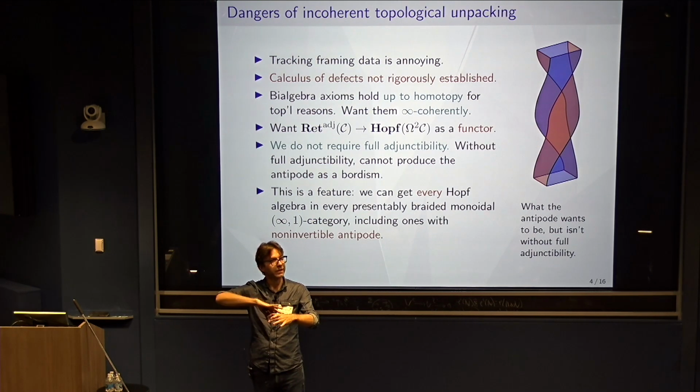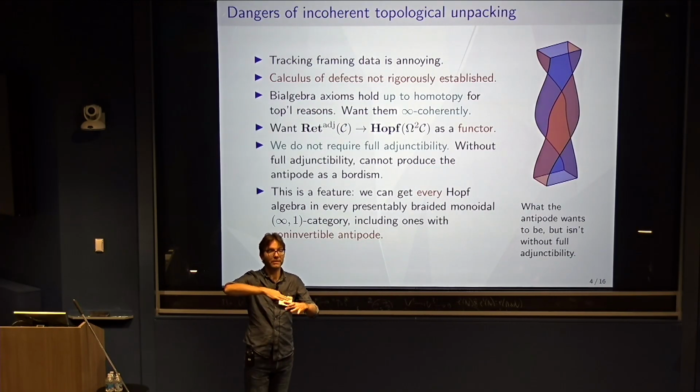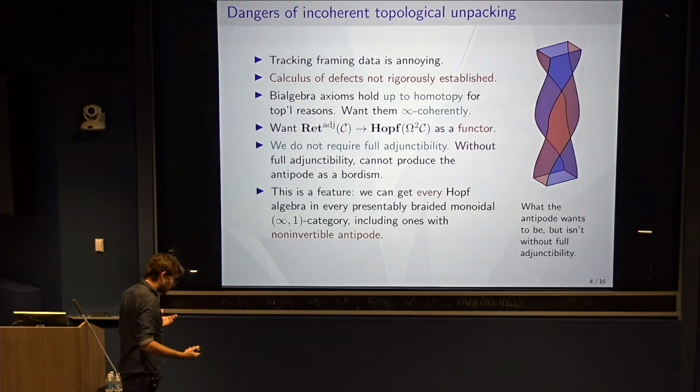And that's always a retract. And so bordism categories give me a very, very large source of retracts. And what that means is bordism categories have a lot of Hopf algebras in them. So, I'd like to do that coherently. And tracking coherence is annoying.